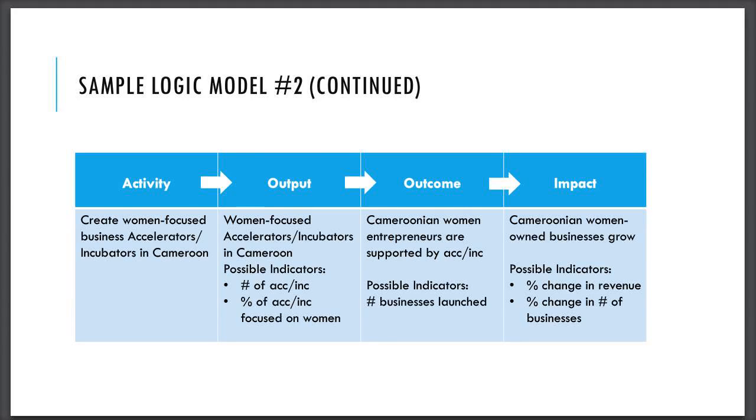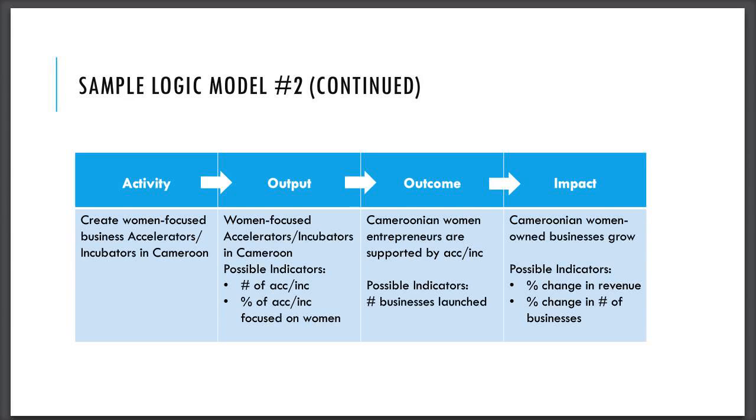So if a diaspora organization is trying to create accelerators or incubators in Cameroon that are focused on women-owned business, then an output of that could just be the number of accelerators or incubators focused on women businesses in Cameroon that you've created. Or the percent of, if there's a lot of accelerators or incubators in a certain region, it could be the percent that are focused on women, if you really are looking at this from the gendered lens.